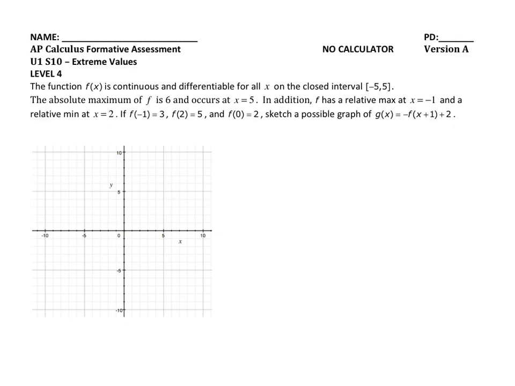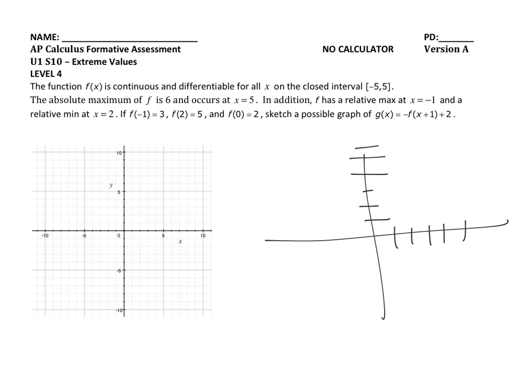Lastly, the level 4, I need to put together this graph. Absolute max of f is 6 and occurs at 5. In addition, f has a relative max at negative 1 and a relative min at 2. So it looks like we got all sorts of scenarios going on here. So I'm going to start by sketching myself a sample graph. So I have 5, 1, 2, 3, 4, 5, 6, and that was a max, so I must be doing something like that around it. Absolute, and that's the absolute max.